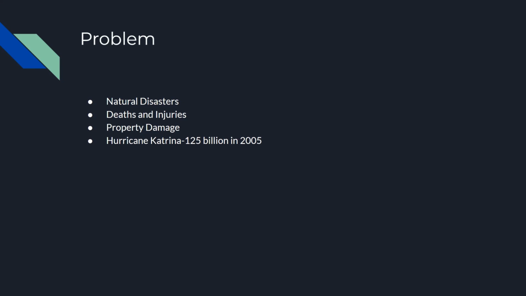Of course, we can't stop natural disasters altogether, but we have to realize that in the next 10, 20 years, with global warming on the rise, natural disasters will occur more frequently. This will cause more deaths and injuries, along with property damage as well. Take the instance of Hurricane Katrina. In 2005, it cost $125 billion just to rebuild all of the damaged locations. Hurricane Katrina also took the lives of over 1,800 people and possibly many more due to other fatal injuries.